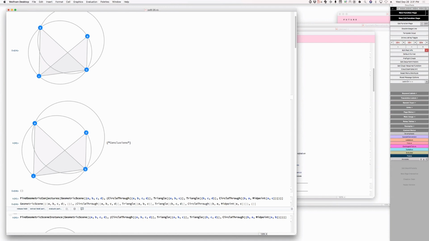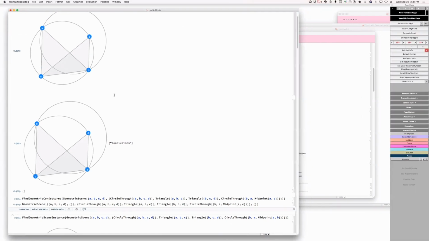What would conjectures look like? Similar things as the hypotheses. Right, that'll be something like ABC equals CDE, right?